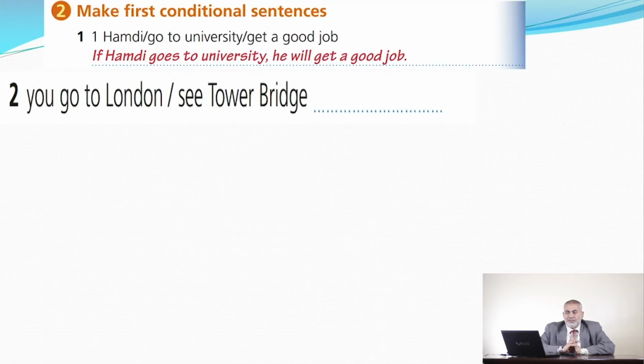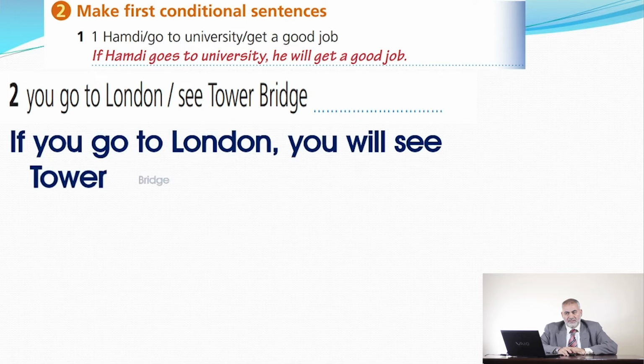Now complete the sentences. عايزين نعمل جمل مستخدمين the first conditional if, like this example. The example says Hamdi go to university, get a good job. So if Hamdi goes, present simple, Hamdi مفرد, goes to university, the result he will get في future will get a good job. Now this sentence, you go to London, this is the first action or the verb. See Tower Bridge, the result النتيجة هتشوف Tower Bridge. It will be like this. If you go to London, present simple go, you will see Tower Bridge.